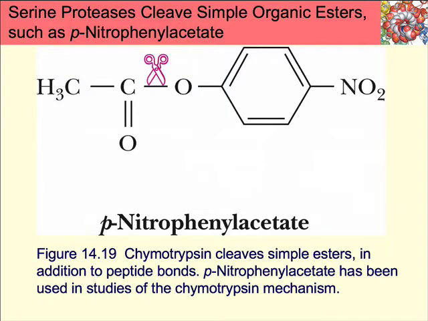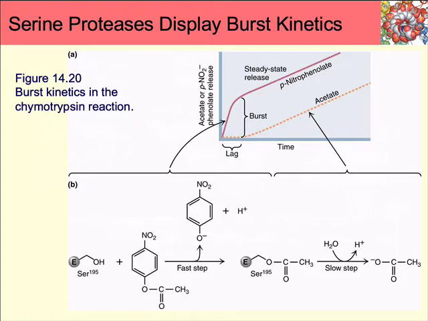Here's another look at paranitrophenylacetate. It's an ester, but chymotrypsin cleaves simple esters, in fact, in addition to peptide bonds. I'm going to use paranitrophenylacetate to demonstrate burst kinetics for you. In the upper diagram here, when you do a chymotrypsin reaction with paranitrophenylacetate, you see an immediate burst of the first product, paranitrophenolate, and then a slower release with time. And on the other hand, the other product of the reaction, the acetate, shows a lag of production and then a slow and steady rise like this.